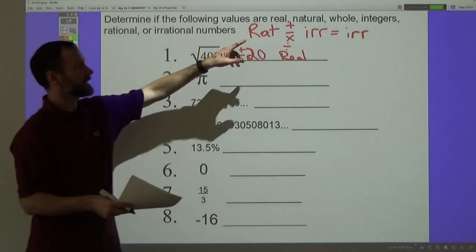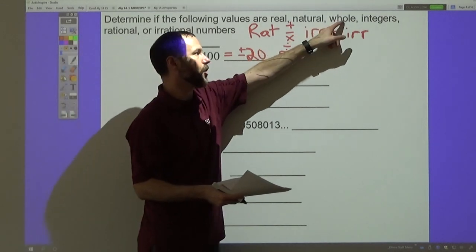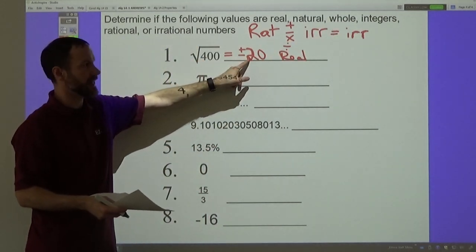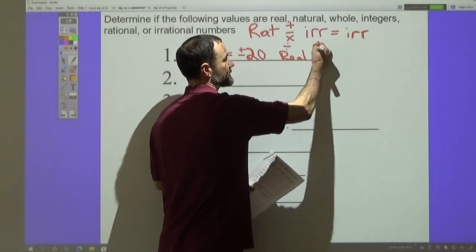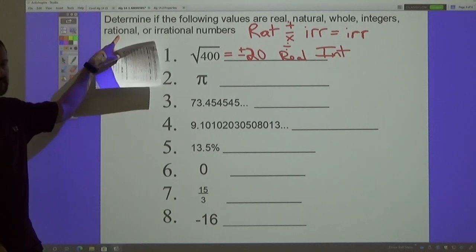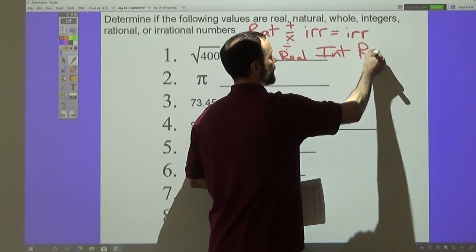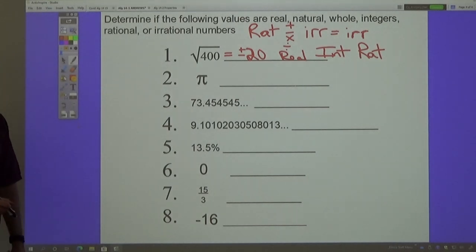Is that a natural number? No, because of the negative 20. Is that a whole number? No, because of the negative 20. Are these both integers, positive and negative 20? Yes, they are. So they're integers. Are they rational? Yes, they are. Are they irrational? Are they a big, long, ugly decimal point that doesn't repeat and doesn't end? No. So 20 and negative 20 is real, an integer, and rational.